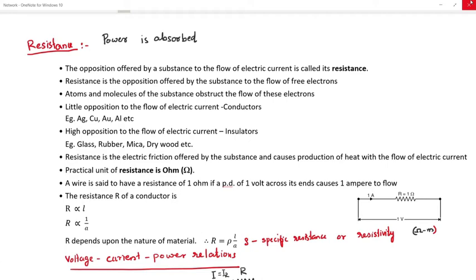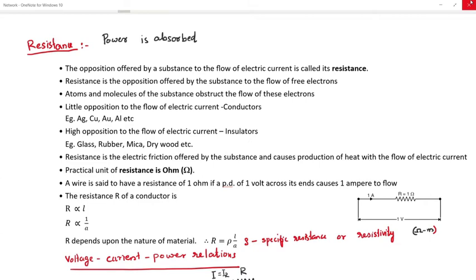Resistance is the opposition offered by the substance to the flow of free electrons. Atoms and molecules of the substance obstruct the flow of these electrons. Certain materials offer very little opposition to the flow of current. Those materials are termed as conductors. Examples: silver, copper, gold, aluminum, etc.